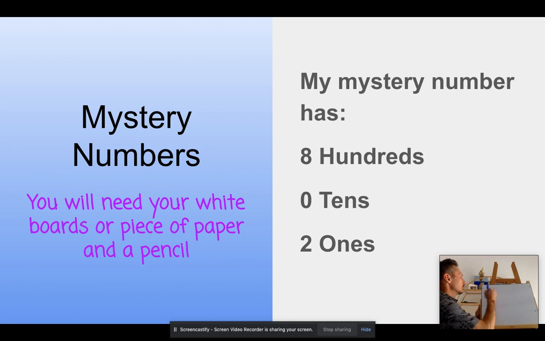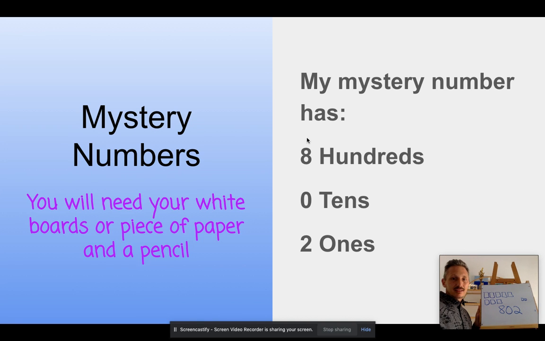We could show 1, 2, 3, 4, 5, 6, 7, 8. Remember, those are hundreds, right? I don't have any tens, okay? And then I have 2 little baby ones, okay? So, what's going to be my number, right? I have 8 hundreds, okay? I don't have any tens, so that's going to be 0. And then I have 2 ones. So my number is 802.